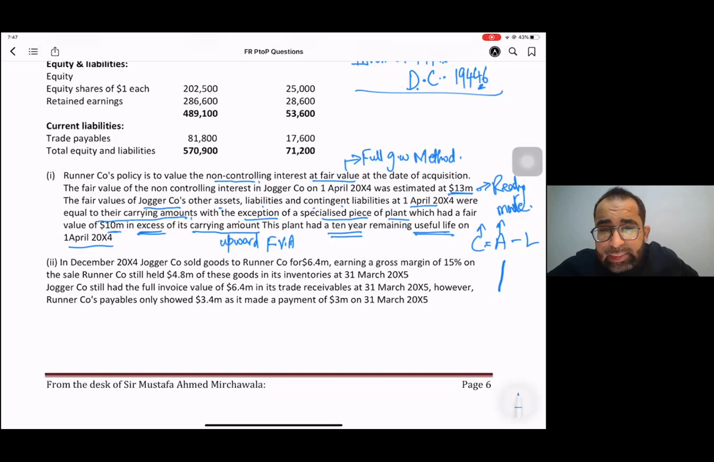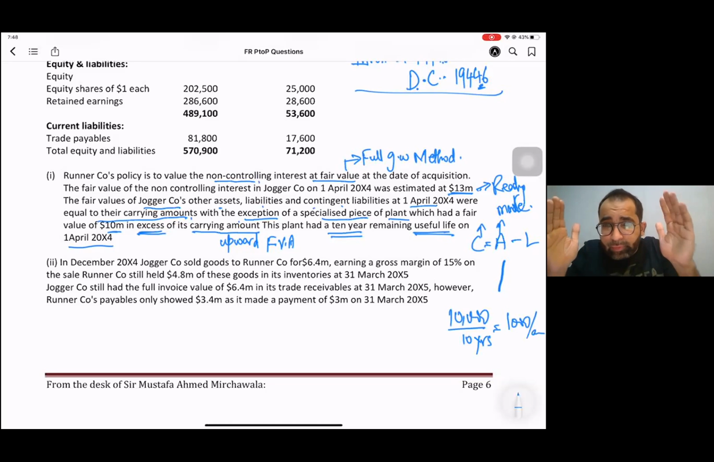But as this is a depreciating asset, you need to depreciate this revalued amount by 1 year. So 10,000 is the revaluation amount divided by 10 years. So automatically this is 1,000 per annum.